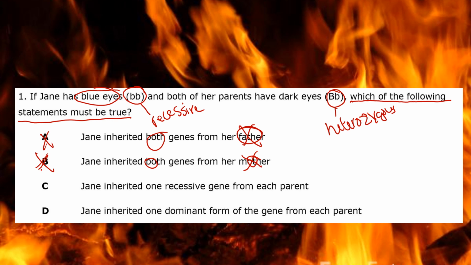Jane inherited one dominant form of the gene from each parent. If she had the dominant form, then she would have brown eyes because blue was recessive, right? So brown would have been the dominant. So if she had inherited the dominant, she would not have blue eyes. So that is not our best answer. So C is our best answer.